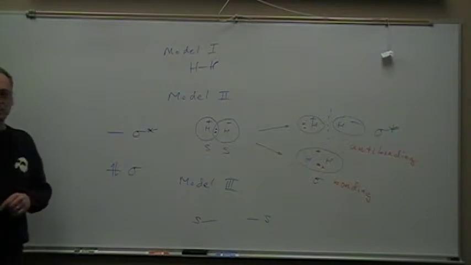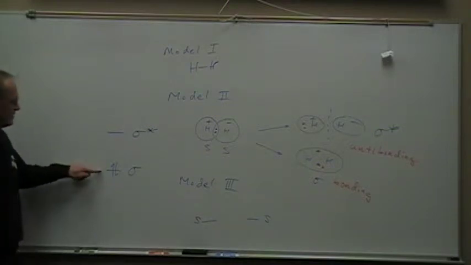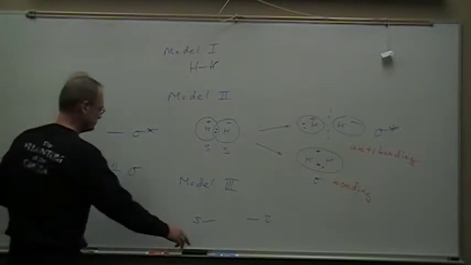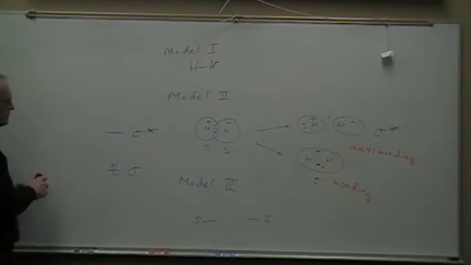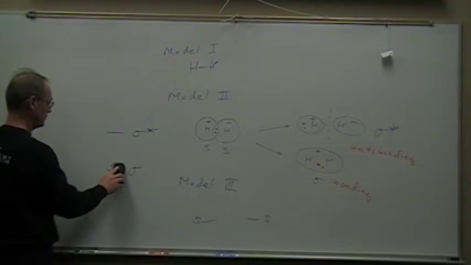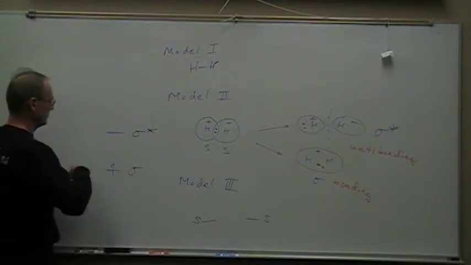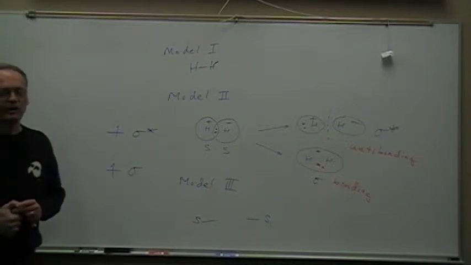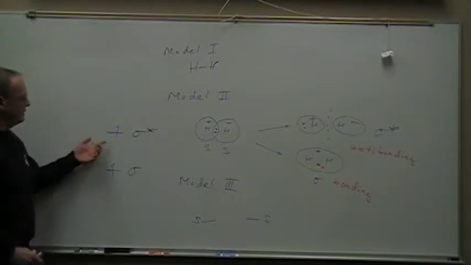Now here's an interesting question. What if we shine light on it at exactly the right wavelength to boost an electron from the lower to the higher orbital? So here we go. We're going to zap it with energy in the form of light of exactly the right wavelength, and we boost an electron into the higher molecular orbital at this point.